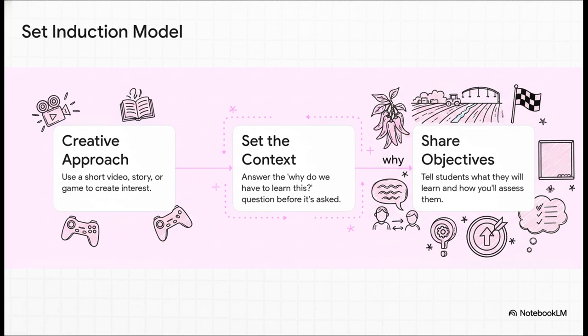Dr. William Camp's set induction model gives us a perfect 3-step recipe for this. First, you need a creative interest approach. A cool video, a wild story, a weird object, whatever. Second, you set the context. This is the why. Not just because it's on the test, but why it actually matters. For your students, this could be digging into the economics of chili farming down in Hatch, or maybe it's a debate about water rights on the Rio Grande. And finally, you share the objectives. You tell them exactly where the bus is headed.